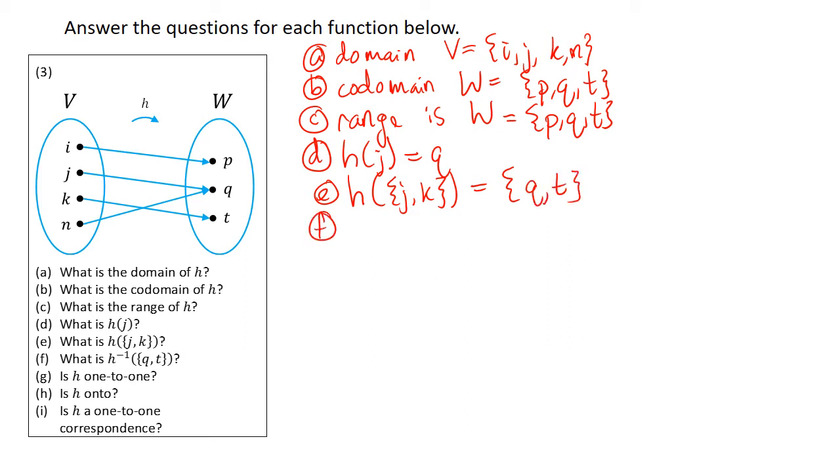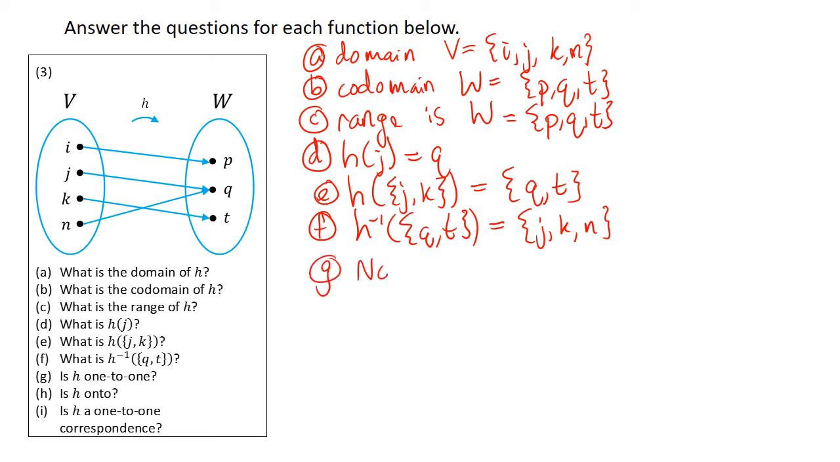Part F, what is H inverse, or the inverse image of Q and T, that set? So this time you're looking back along all of the arrows that went to either Q or to T. So this is going to give us J and K and also N. So J goes to Q, K goes to T, and N goes to Q. So that is F.